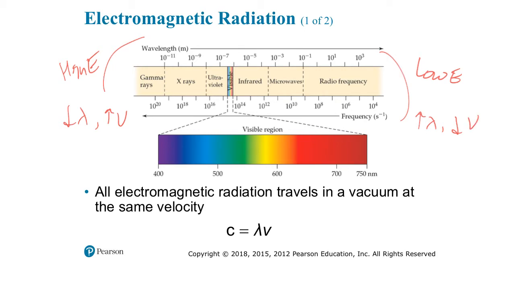Okay, so all light again travels in a vacuum at the same velocity. So all light is traveling through space with the same speed, regardless of if it's a gamma ray or a radio frequency wave.